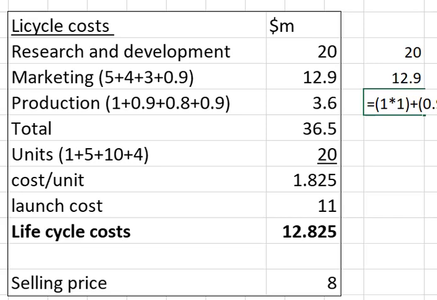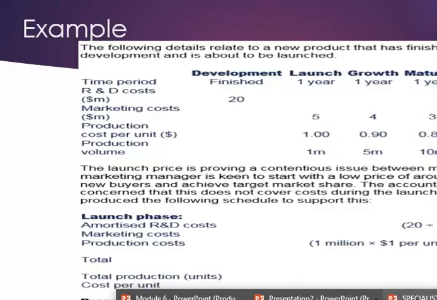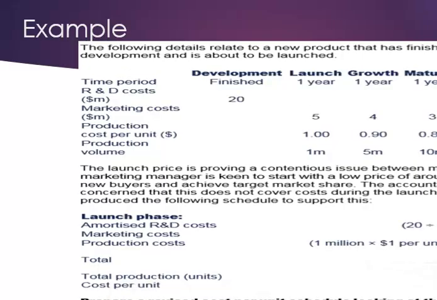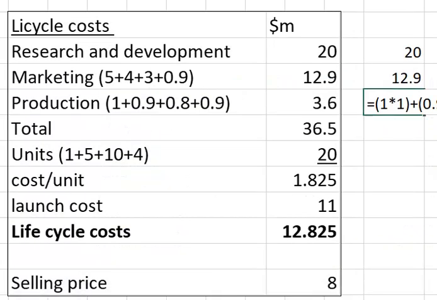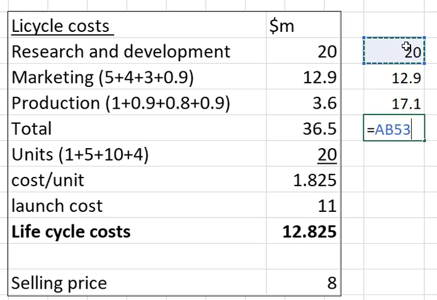Plus last one is 0.9 times, but we should times 4 million units. Yeah, so we are getting 17.1. So let's divide the total. So we sum up those three.